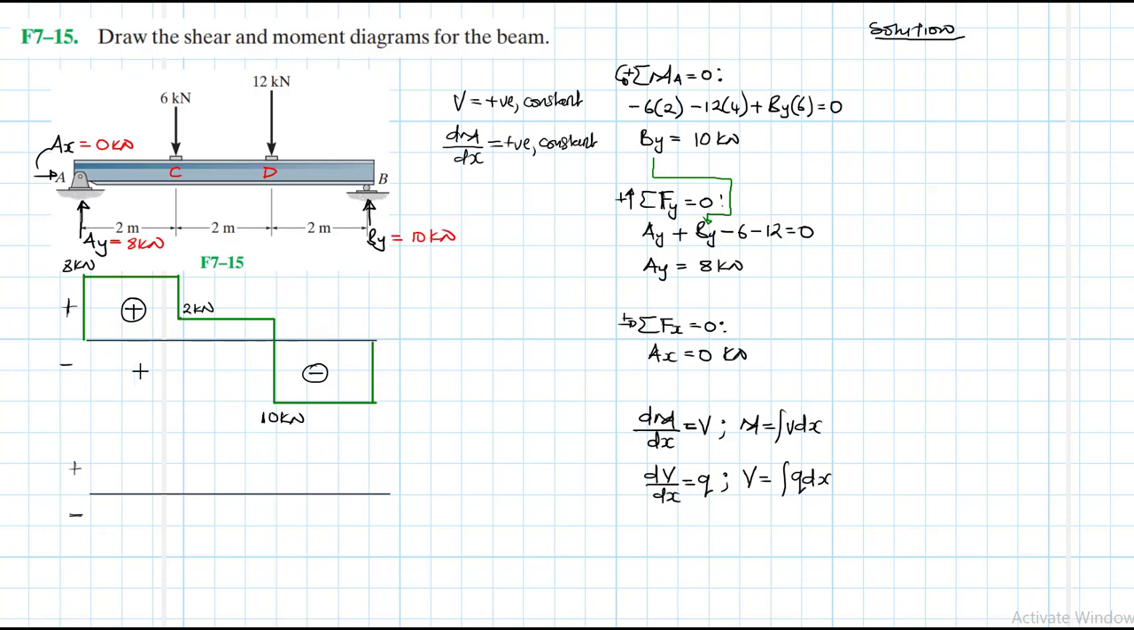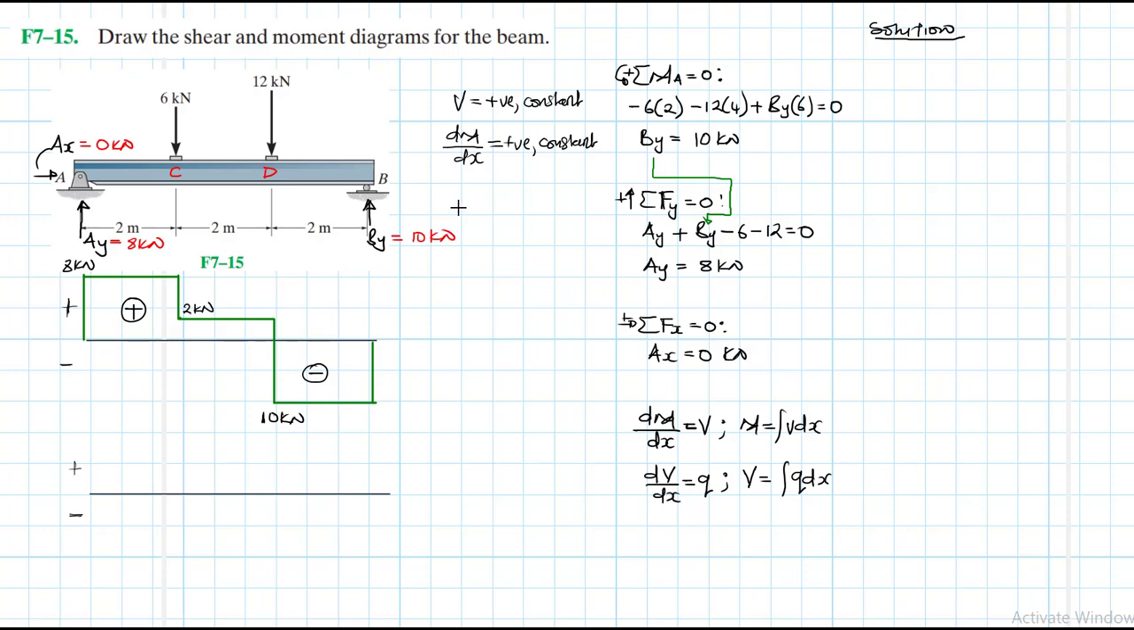Do we have any moment at A? No. Can support A resist any moment? No. So we need to be considerate of the boundary conditions when we are using this method. Therefore, we know that at A, the moment will start from 0, and it will have a positive constant gradient.